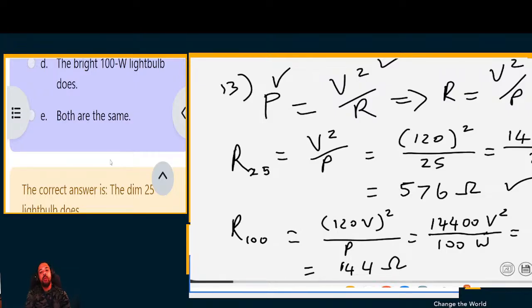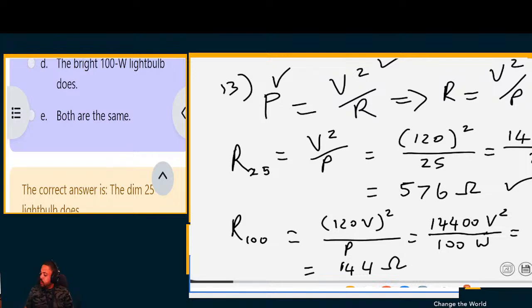Power is the amount of energy that something produces per unit time. In 1 second, a 100-watt light bulb would produce 100 joules of energy, while a 25-watt bulb will produce 25 joules of energy. So it will be dimmer. That's why they say the dim 25-watt. And that's a very nice question.